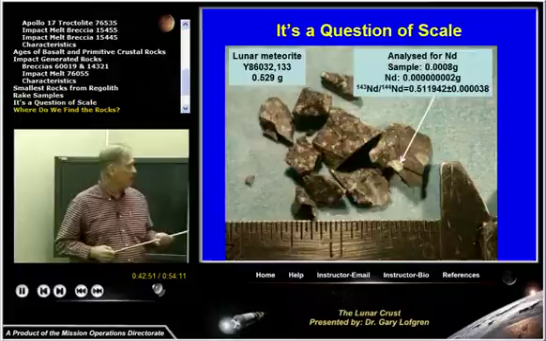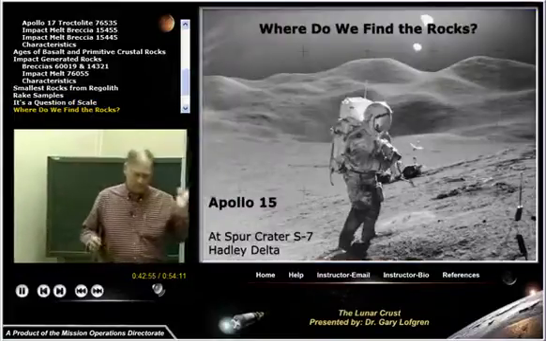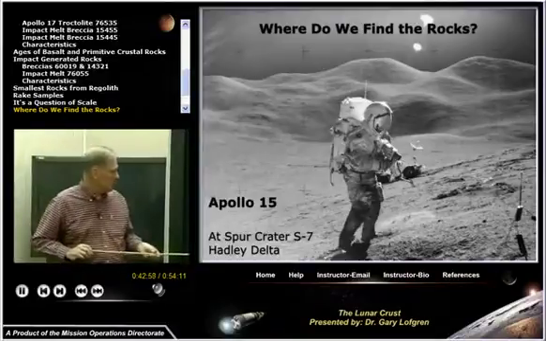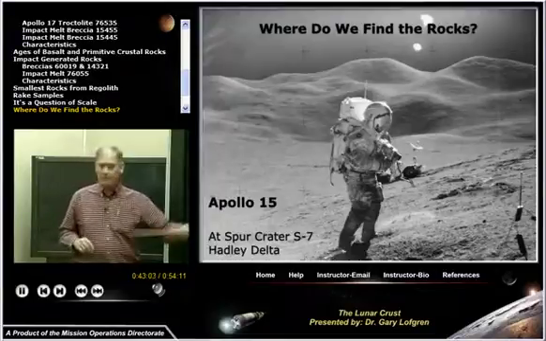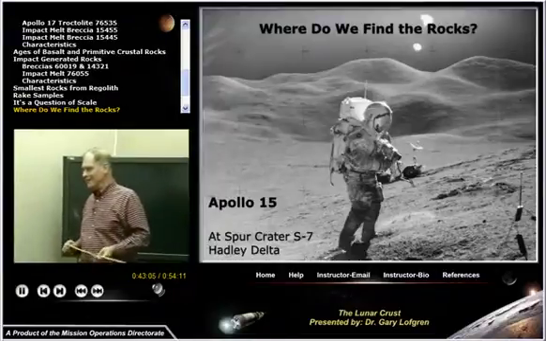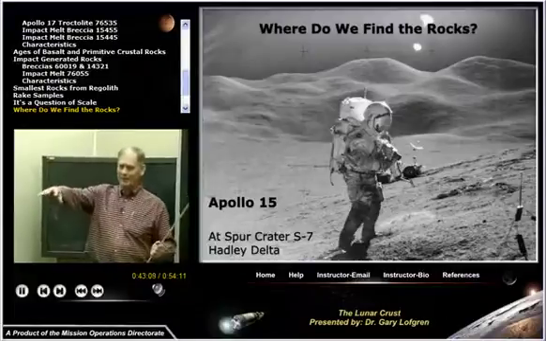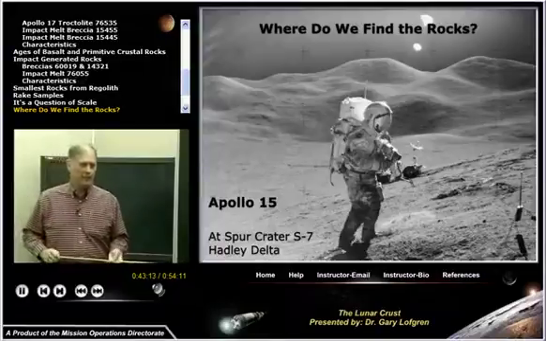Next slide. Okay, where do we find the rocks? Well, rocks are everywhere on the moon. But you look at this scene. This is up on Hadley Delta, not far from where they found the Genesis rock. But you don't see a lot of rocks on the surface. There weren't very many. Maybe that's one of the reasons he found the Genesis rock so easily, because it was standing up there like on a little pedestal, waiting for him to come collect it. And there weren't many rocks around.